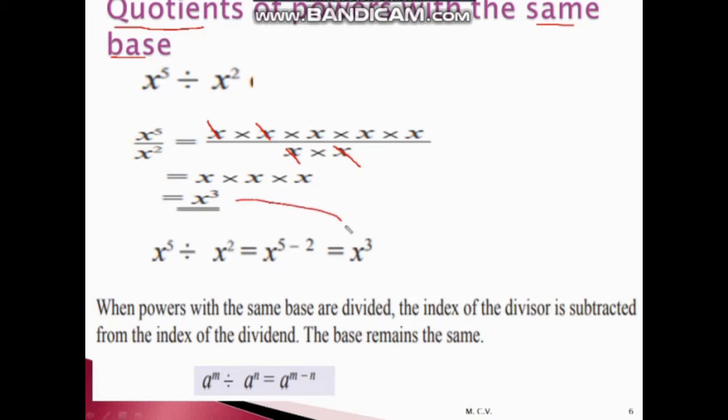If we subtract the indices, 5 minus 2 is also 3. It's the power 3. So without expanding, we can use a rule. When we divide powers with the same base, you can subtract the indices.